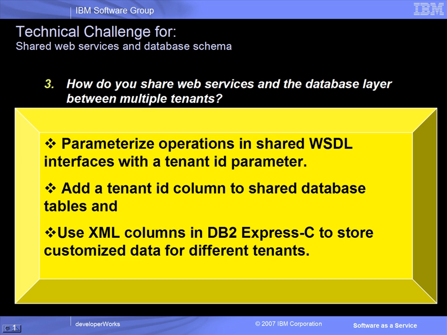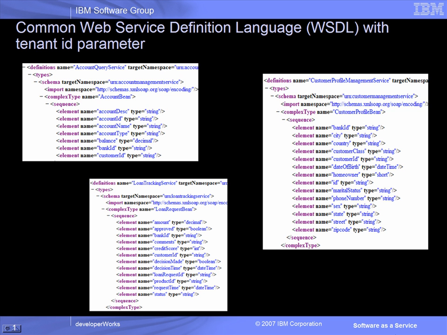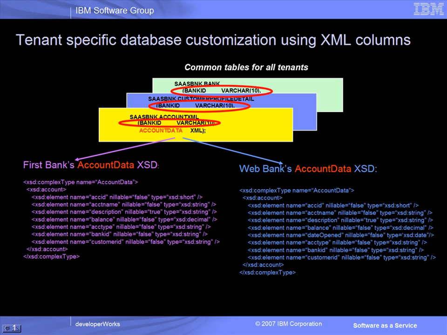In order to provide for flexibility in tenant data configuration, we use the pure XML capability of DB2 Express C. This is the WSDL interface for 3 of the shared web services with the tenant ID parameter called Bank ID. Here you can see a Bank ID column in each of the shared database tables.